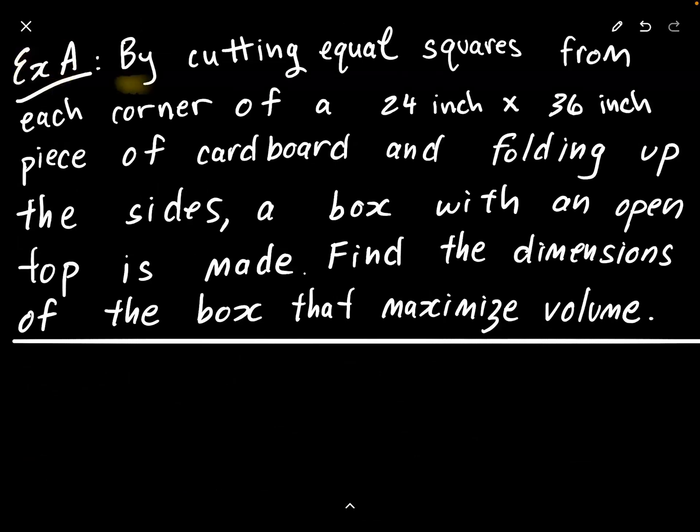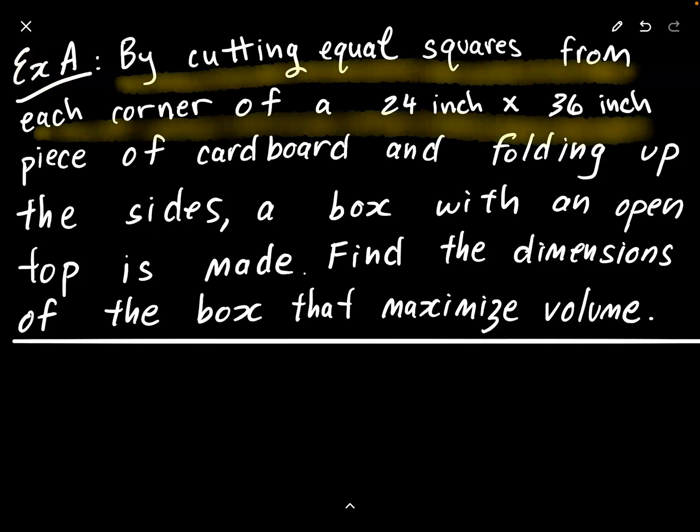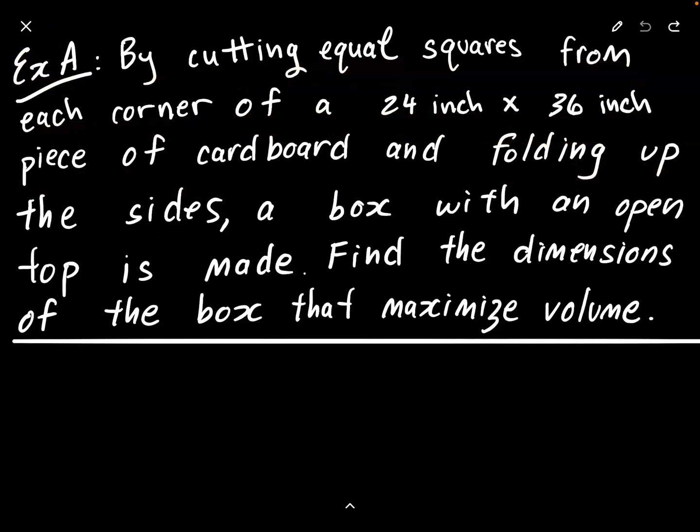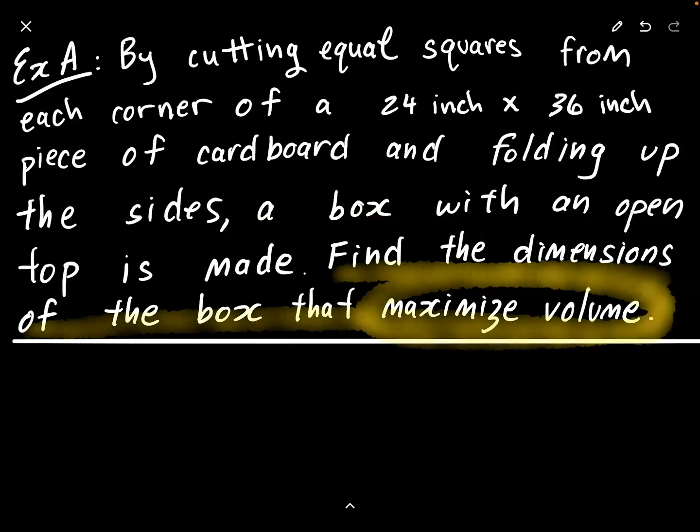Example A. By cutting equal squares from each corner of a 24-inch by 36-inch piece of cardboard and folding up the side, you can make a box with an open top. Find the dimensions of the box that maximize the volume. So this is an optimization problem where we want to maximize the volume of a box.